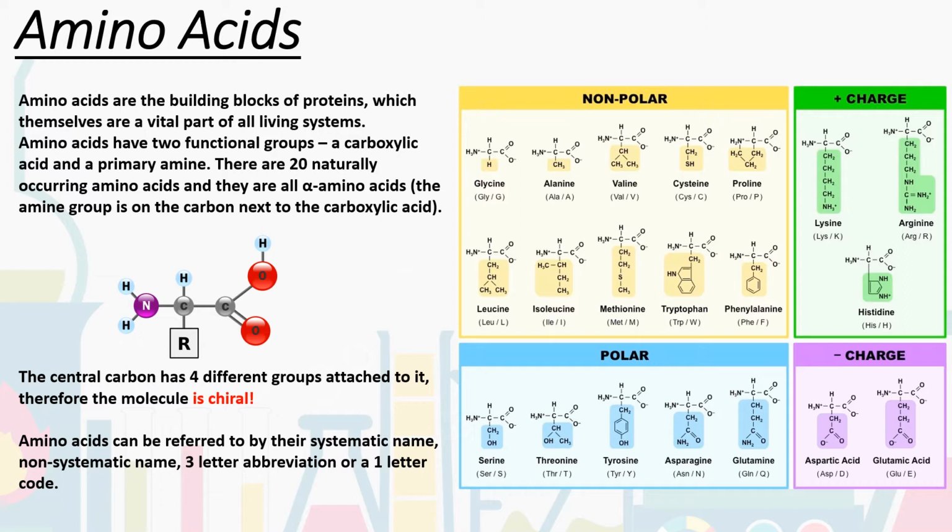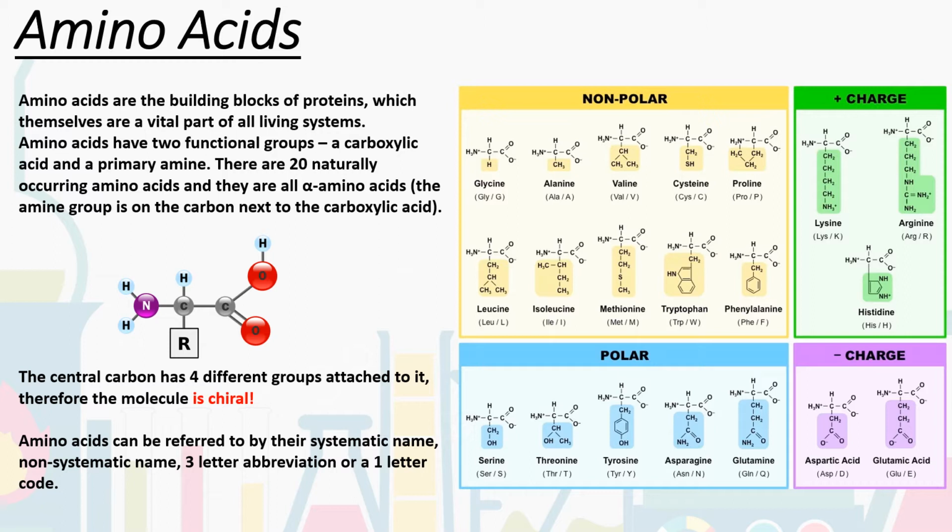So amino acids have two functional groups on them. They have a carboxylic acid at one end and a primary amine, that's an amine with one carbon group attached, on the other end. And there are 20 naturally occurring amino acids, and they are all what we call alpha amino acids. And what that means simply is that the amine group is attached to the carbon that is next to the carboxylic acid. Essentially, we have our carboxylic acid carbon, another carbon, and that's the one that our amine is attached to.